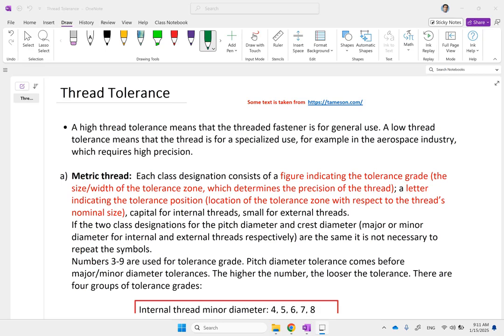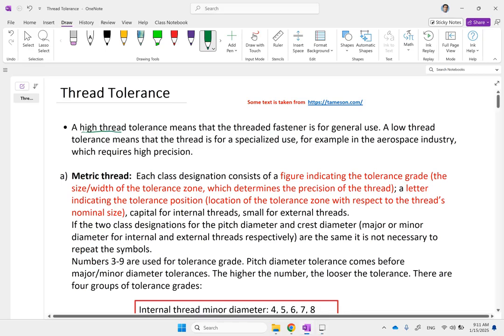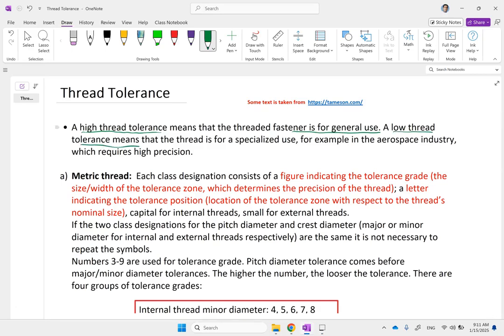So like anything else that we manufacture, threads also have tolerances. A high or large tolerance, or loose tolerance, means that, of course, the fastener could be for general use. If it's a low or tight or small tolerance, that means it's for specialized use that needs high accuracy, high precision, like the advanced aerospace industry. So we should not really use a very tight tolerance on fasteners that are not for a specific use. And if they are, we should not use a loose tolerance.